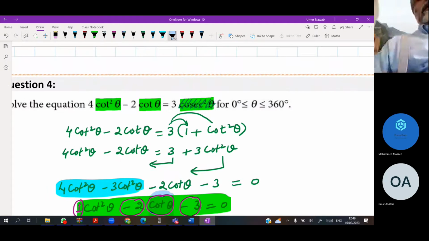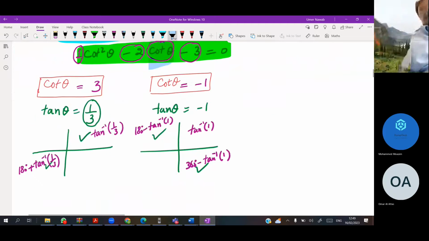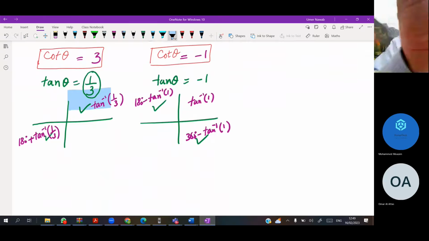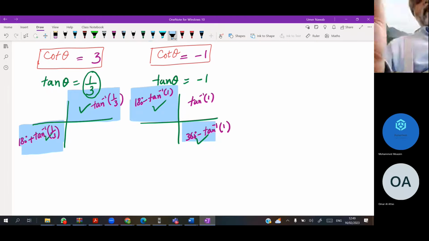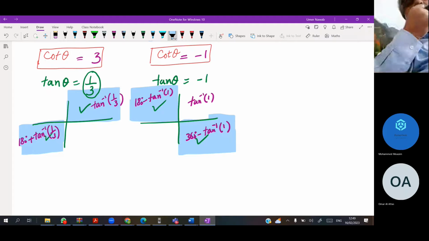And the range is given to you from 0 to 360 degrees. So this quadrant, this quadrant, this quadrant, and this quadrant. Was there any question?